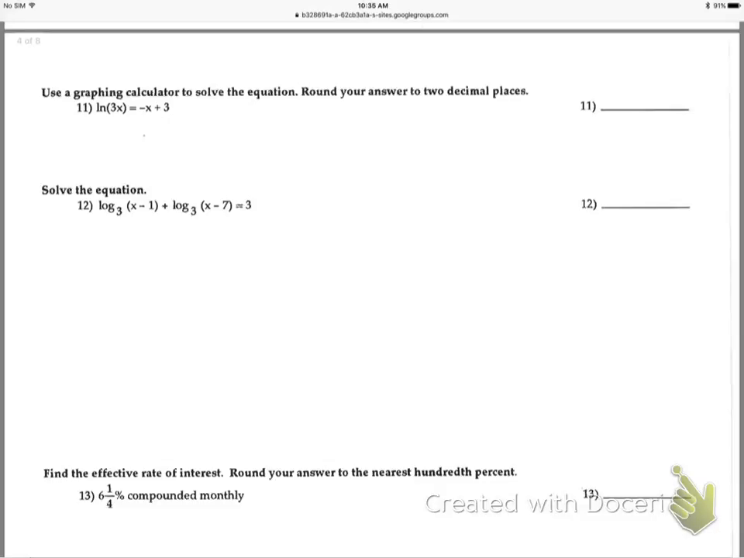Okay, number 11. Using graphing calculator. So it actually says you're supposed to use your graphing calculator. What do you do? How do you use your graphing calculator on this one? Left side's y1, right side's y2, do the intersect thing. Now, that's easier said than done.